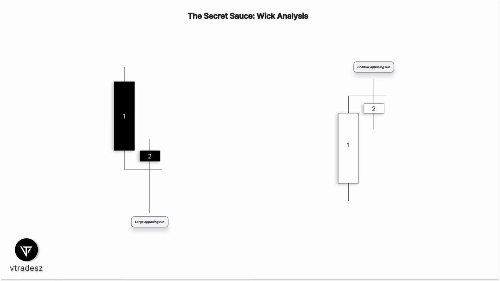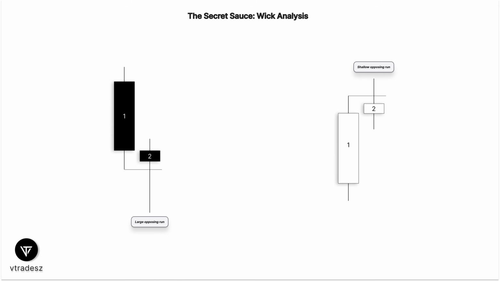Now this is where it gets interesting and where most people get it wrong. It is not enough to just see a reversal. You have to look at the wick of candle 2. This is what we call profiling. There are 2 main scenarios you need to know. Scenario 1 is the large opposing run.